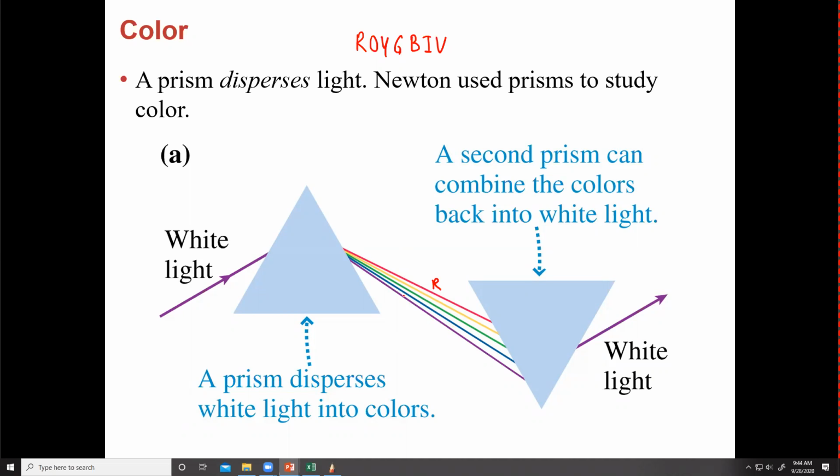This was first shown by Newton about 400 years ago. And if you place another prism in the opposite orientation, then these rays will again combine to give you white light. Okay, so that means white light is made up of 7 different colors. So this kind of phenomenon is called dispersion. This separation of color through the prism is called dispersion.